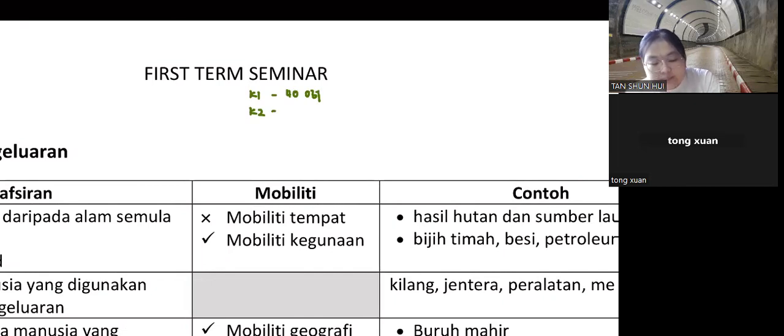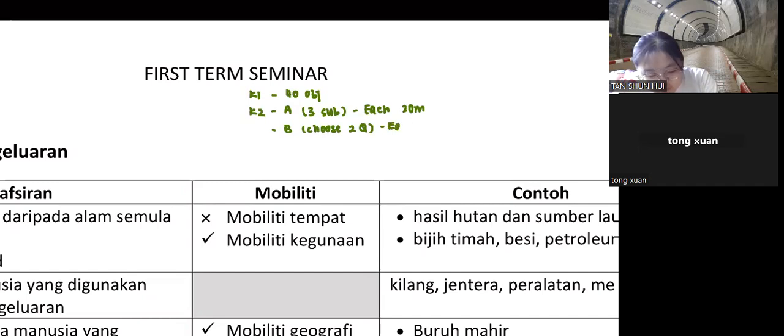Paper 2 is split into bahagian A and bahagian B. Bahagian A is a compulsory section, and you will have 3 subjective questions. Each question is 20 marks. For bahagian B, you got to choose 2 questions. It will be so-called essay questions, same, worth 20 each. So in total, the whole paper 2 is 100 marks.